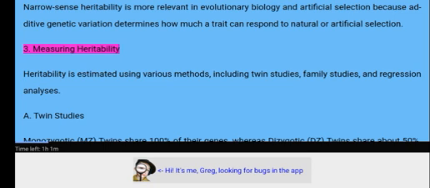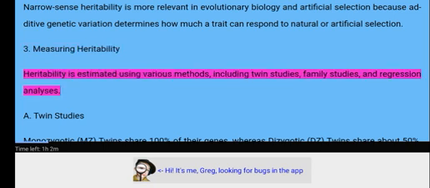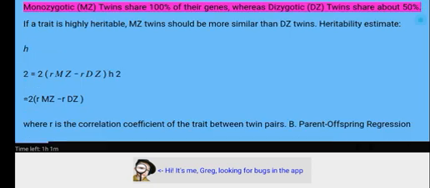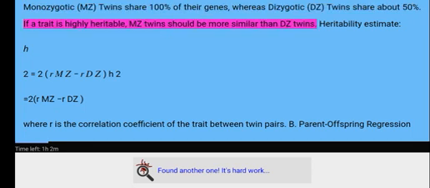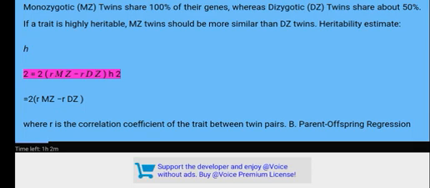3. Measuring heritability. Heritability is estimated using various methods, including twin studies, family studies, and regression analyses. Twin studies: monozygotic, MZ, twins share 100% of their genes, whereas dizygotic, DZ, twins share about 50%. If a trait is highly heritable, MZ twins should be more similar than DZ twins. Heritability estimate: H² = 2(rMZ minus rDZ), where r is the correlation coefficient of the trait between twin pairs.